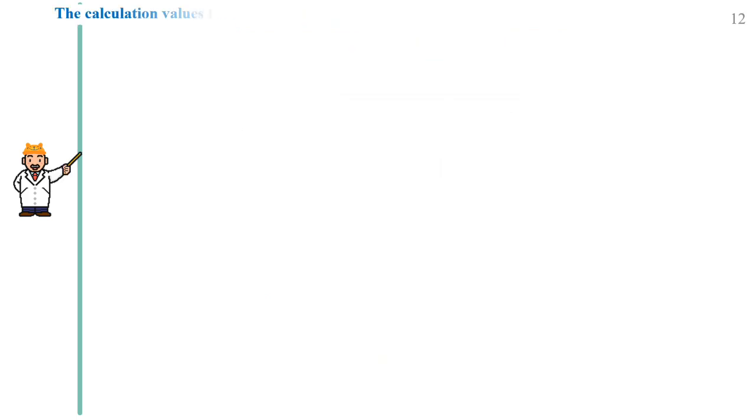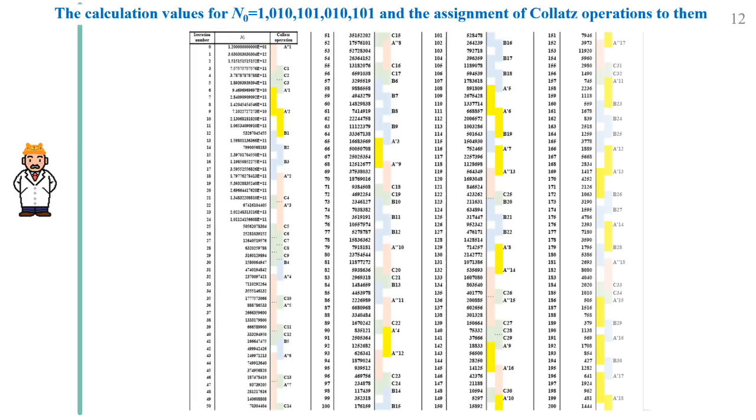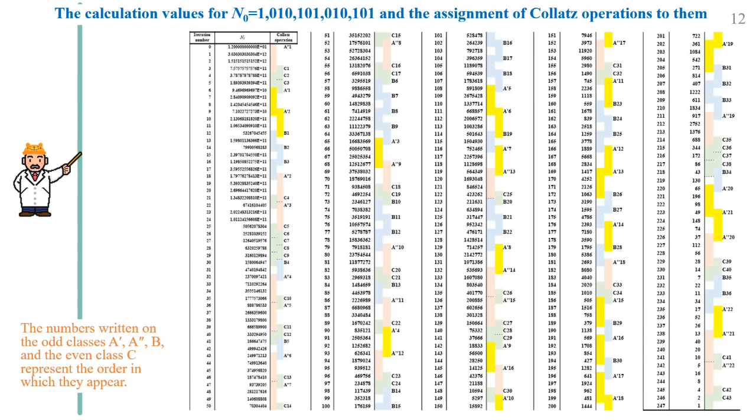All of the calculated values are listed in the following table. As in the previous example, the changes in these calculated values can be completely assigned to the 4 types of Collatz operations without omission.